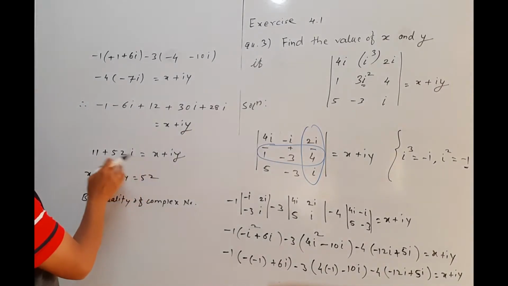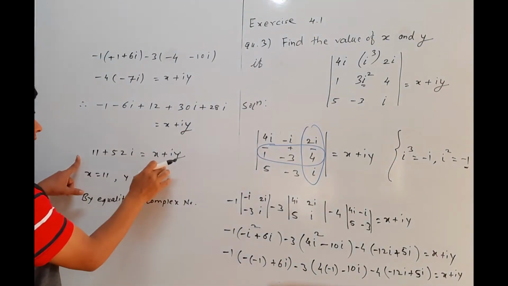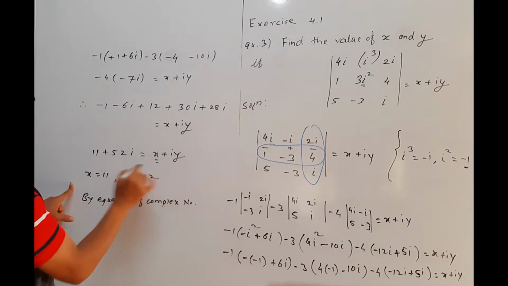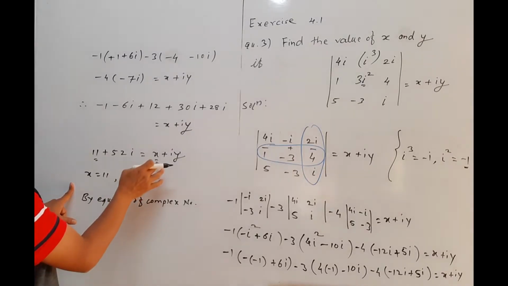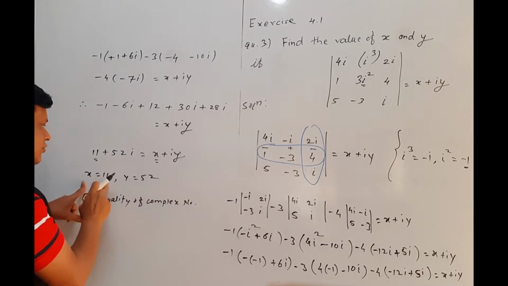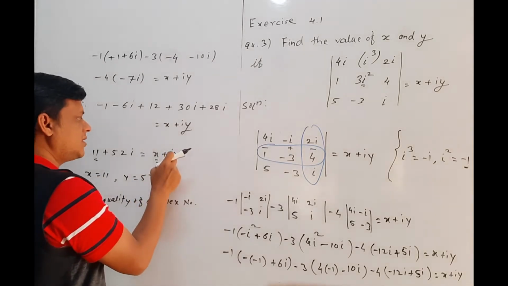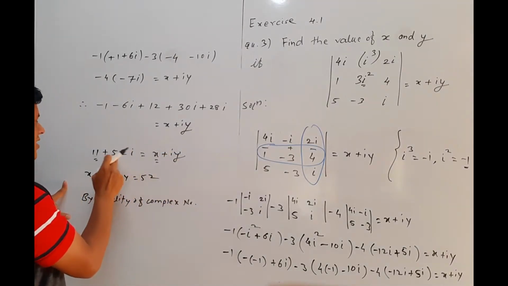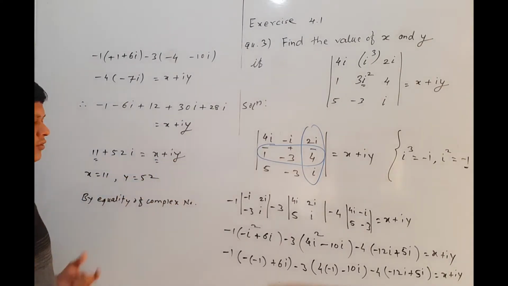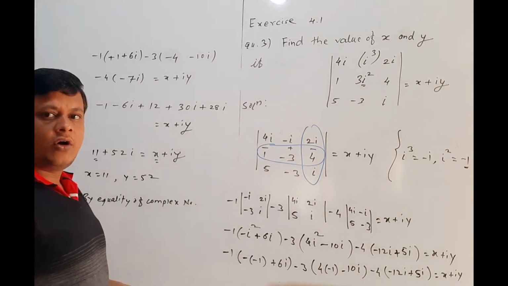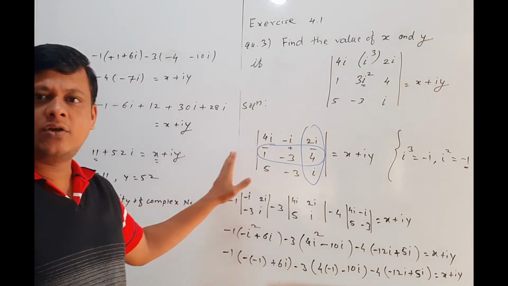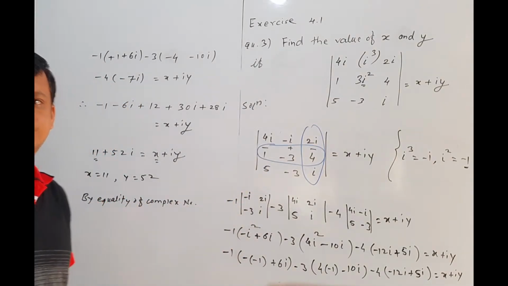Now this is a complex number, so by equality of complex numbers, x is equal to 11, because x is the real part, and on the left hand side 11 is the real part, so x equals 11. Here the coefficient of i is y, and the coefficient of i is 52, that means the imaginary part, we get y equals 52. So in this way we calculate the values of x and y with the help of the second row. So you try yourself with the help of the first row.